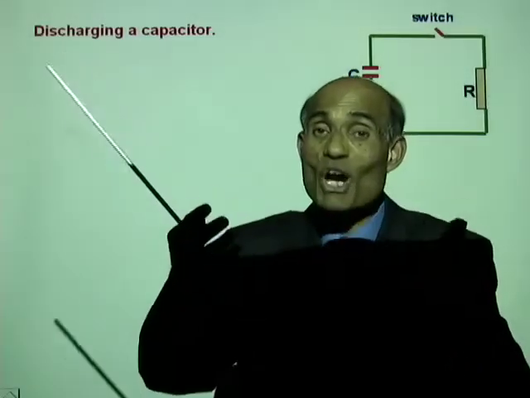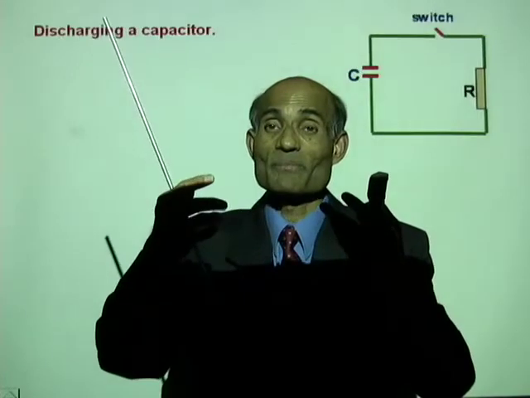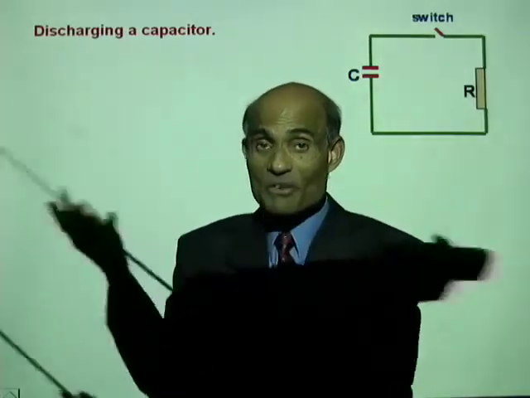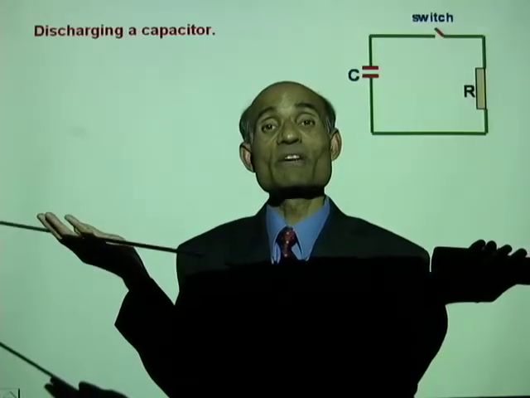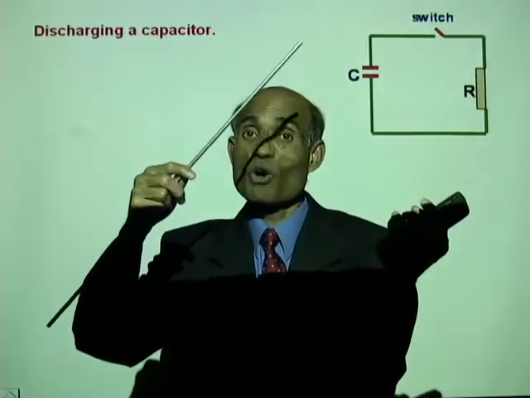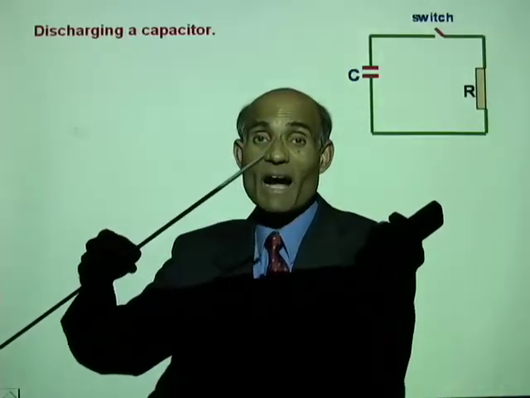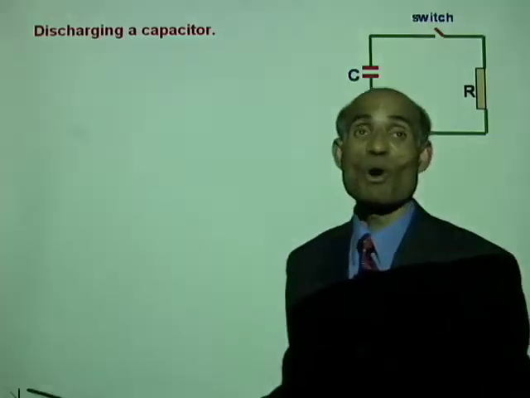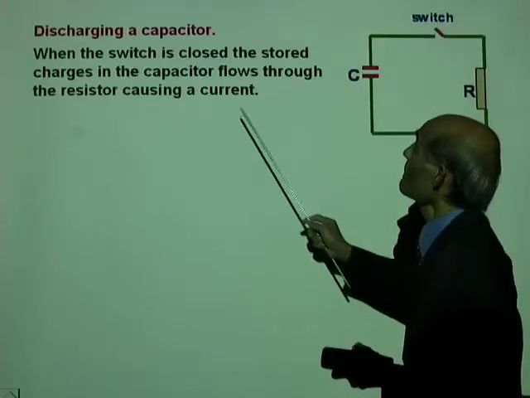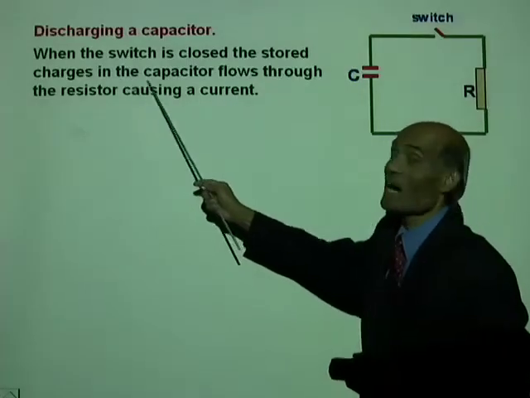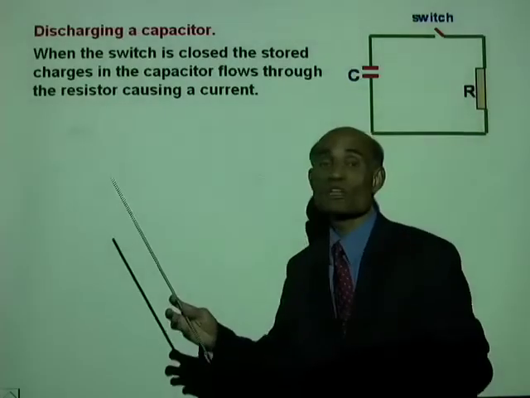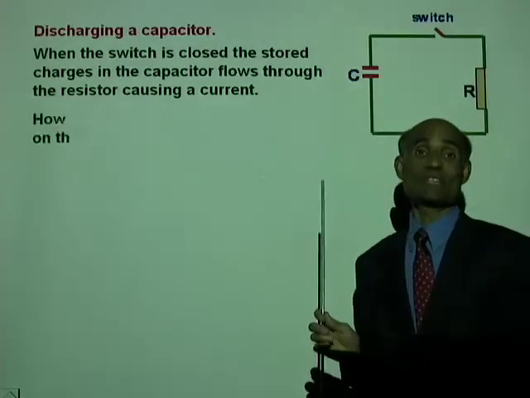And what happened to the current with time? You can see the current decreases, is that right? With time. And gradually everything got finished. So the amount of charge, the rate of flow will be great in the beginning, and it will soon become very small. Well, when the switch is closed, in this case, the charges in the capacitor flow through the resistor, causing a current to flow in the circuit.